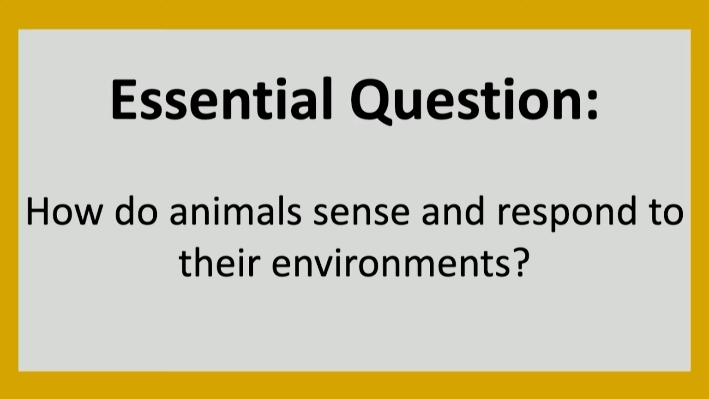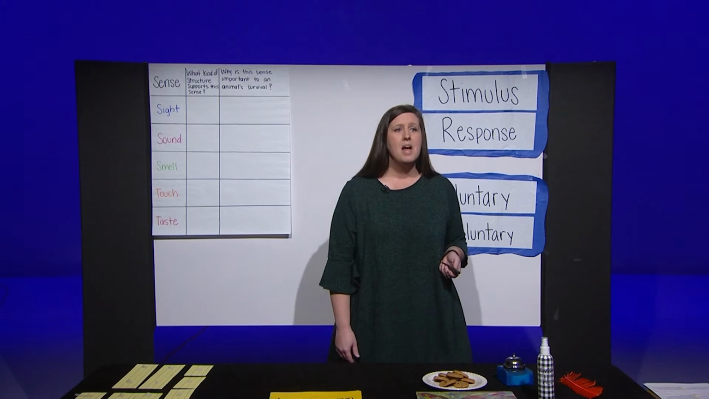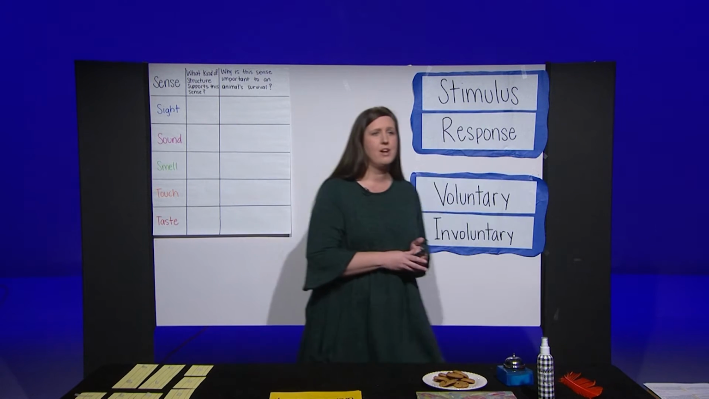First, our essential question is, how do animals sense and respond to their environments? We should be able to answer that question by the end of our lesson. Our standard is from ELA, Reading Informational Text. Explain events, procedures, ideas, or concepts in a scientific text, including what happened and why, based on specific information in the text. Before we begin our reading, let's come back and talk about some vocabulary words.